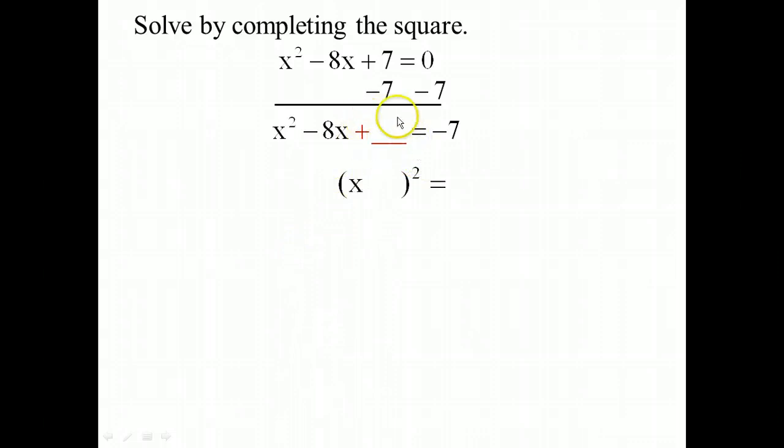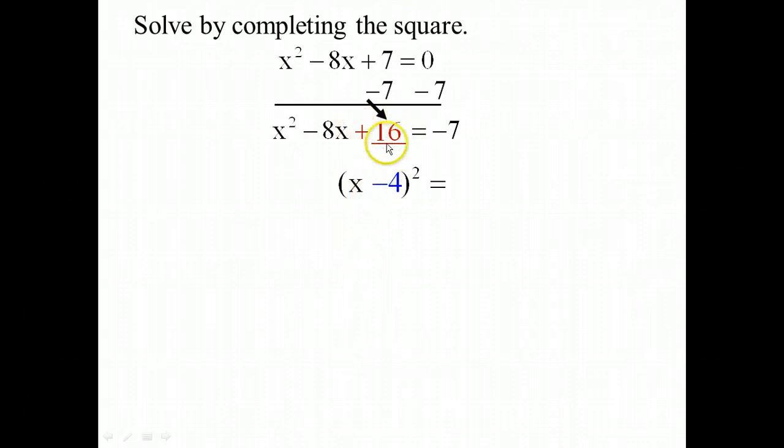I'll leave a space here. Set up the parentheses, the variable, the squared, the equal sign. Set everything up. I'm a big fan of just setting up the whole problem and then putting in the numbers all at one time. So we started here and said, what's half of negative 8? Negative 4. And we went up, squared it, and you got 16.